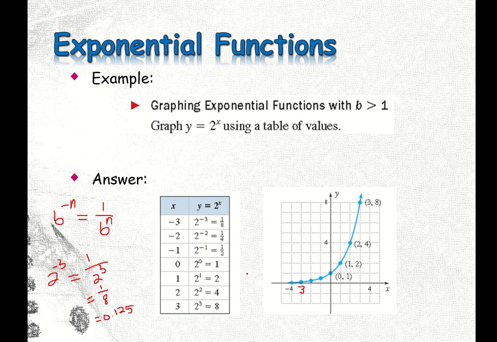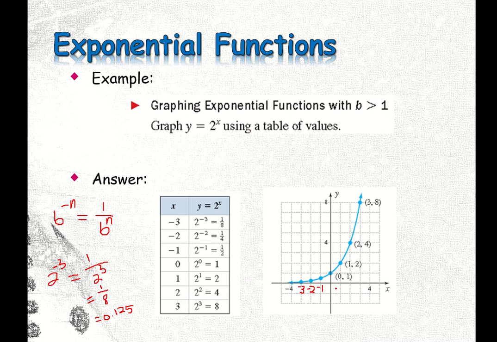Alright, and now x equal to minus 2, so we have 1/4, so 0.25. So this is 0.25 here for the y value. And when x equal to negative 1, so we have 1/2, so this one. So this is for x equal to minus 1.